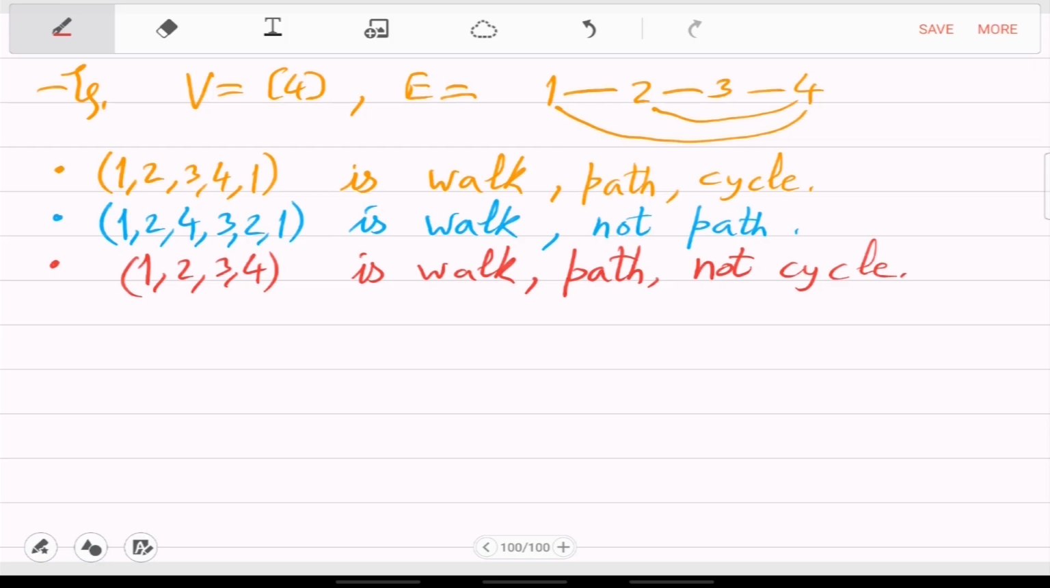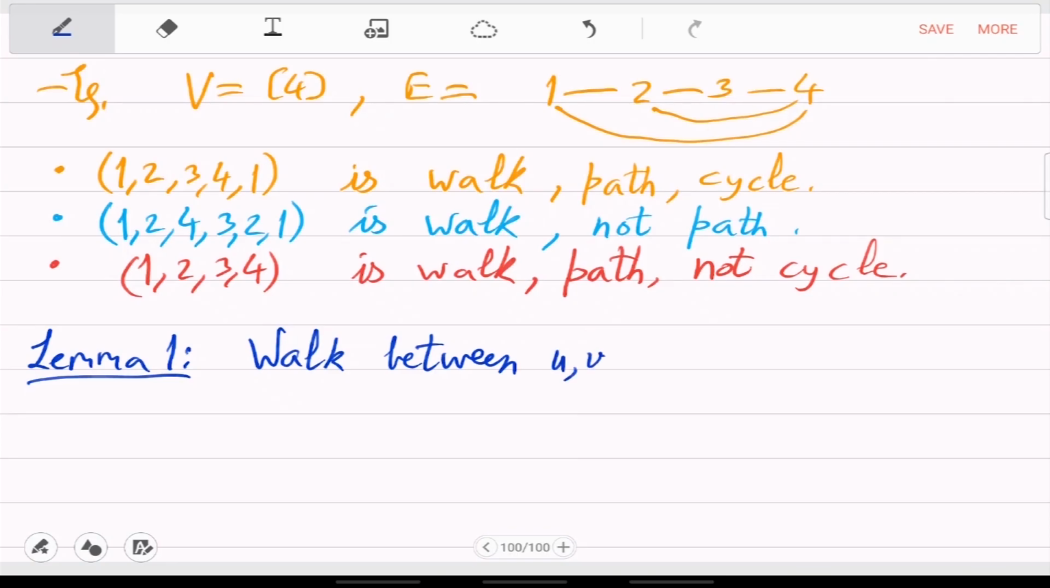Okay, so let's prove the first property now, the first connection between these three things. A walk between u comma v implies that there is a path between u comma v.